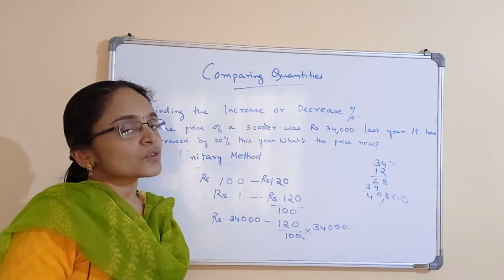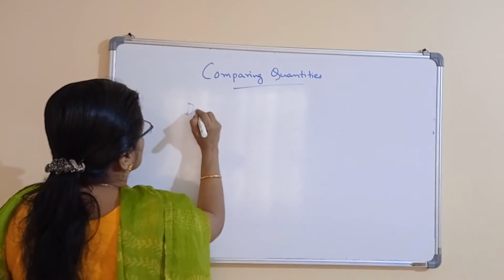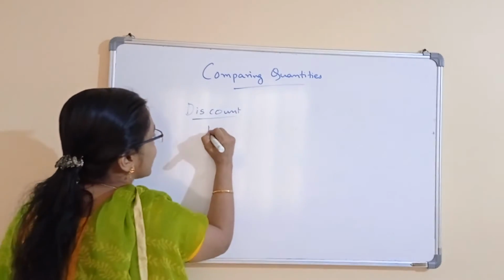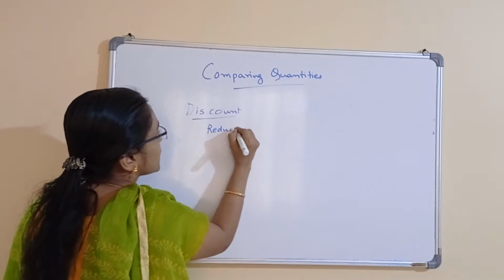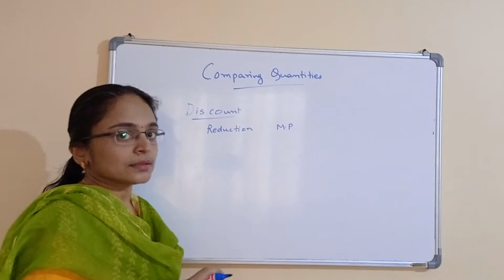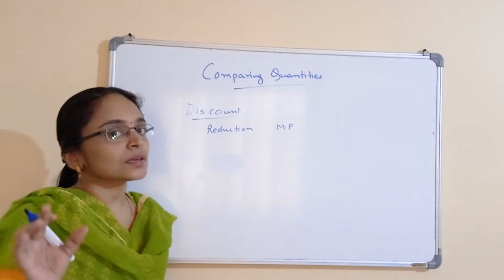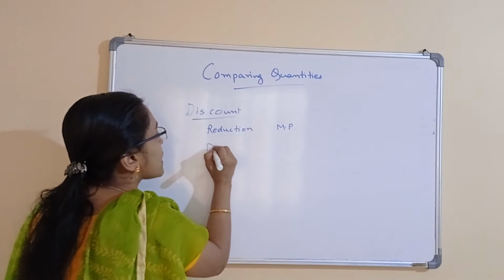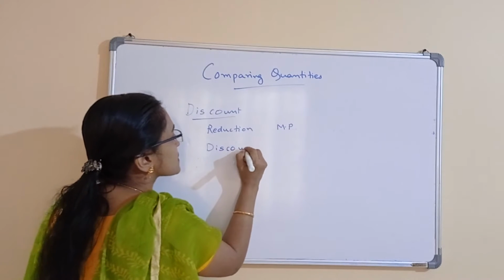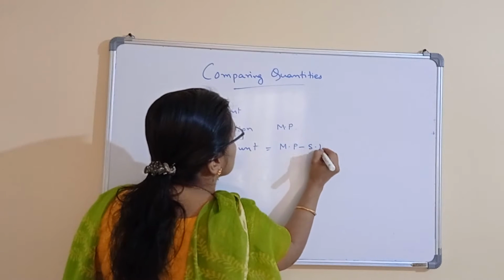Okay. Now we'll proceed to the topic finding discounts. Discount is the reduction given on the marked price of the article. That is, the reduction given on the marked price of an article is called discount. And discount is calculated as marked price minus selling price.